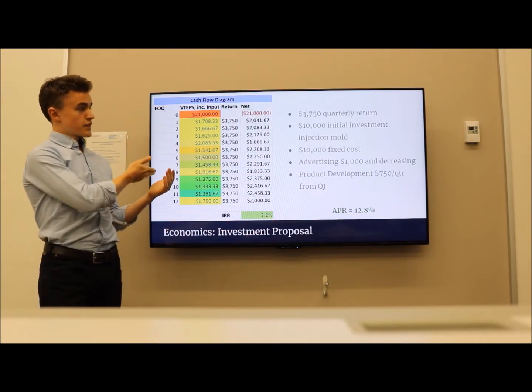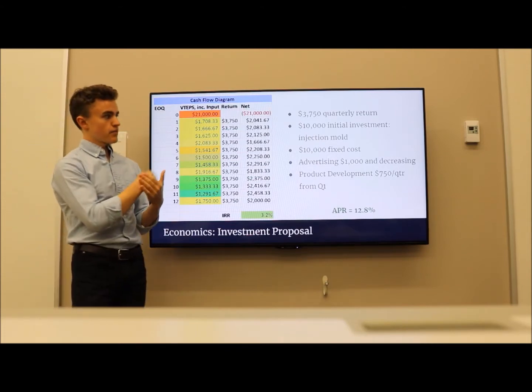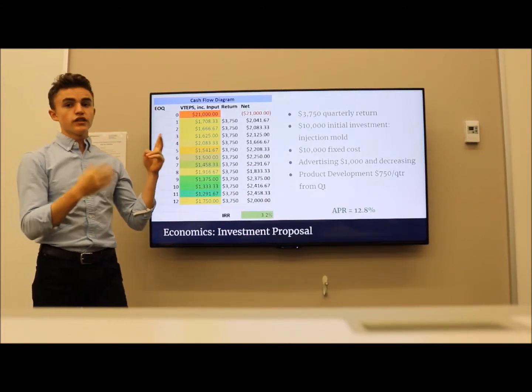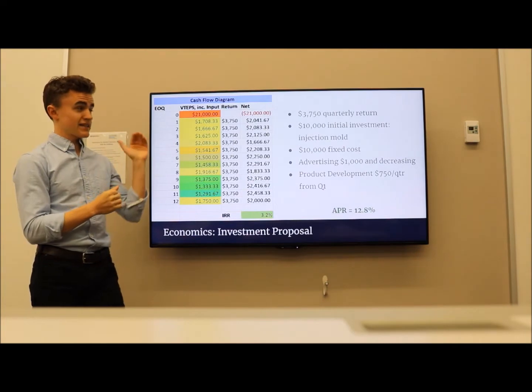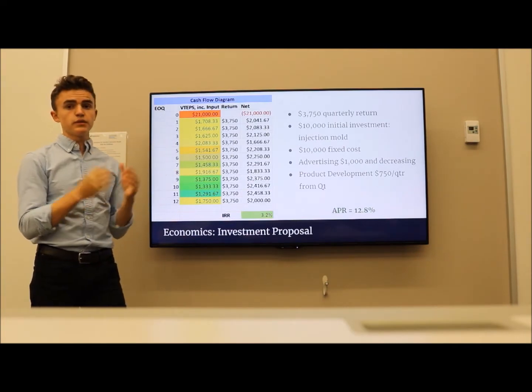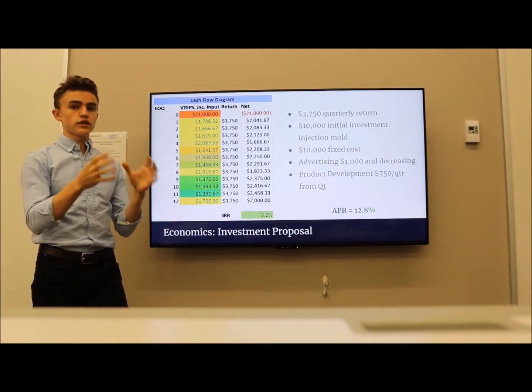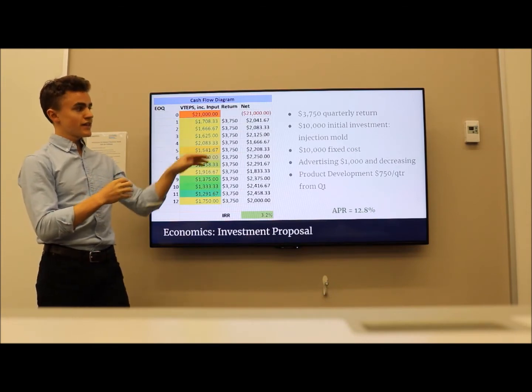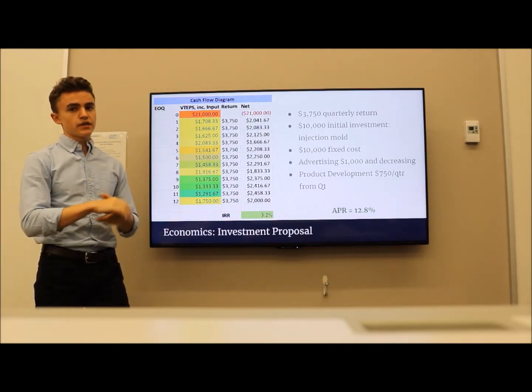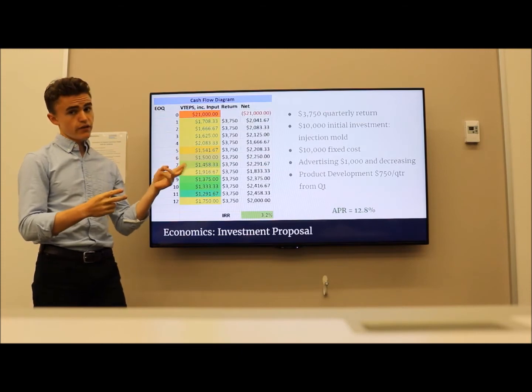So to go through the expected inputs and break them down, we have two large initial investments we're expecting from VTEPs. That's $10,000 for an injection mold that we'd be using to mold the ABS plastic for each of our components. We also have a $10,000 fixed cost. That's something that's set by VTEPs at the beginning of the project. So those are the two big initial investments.